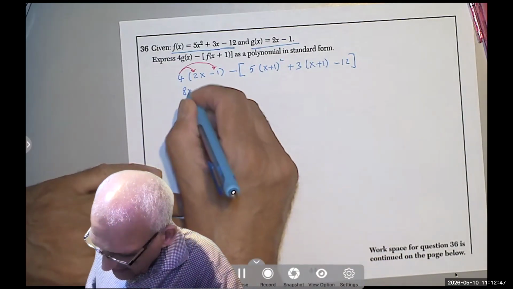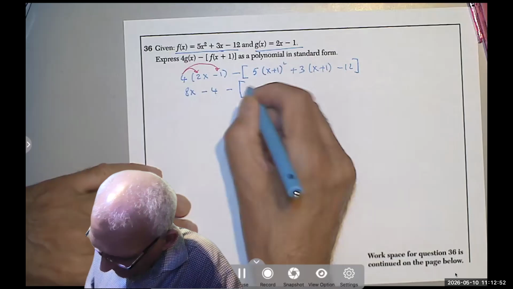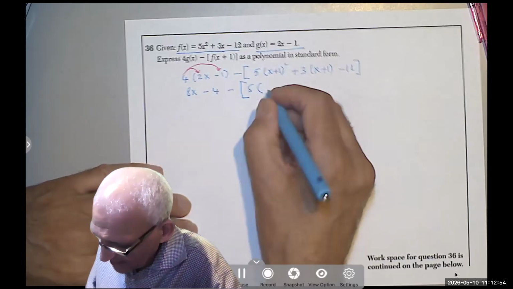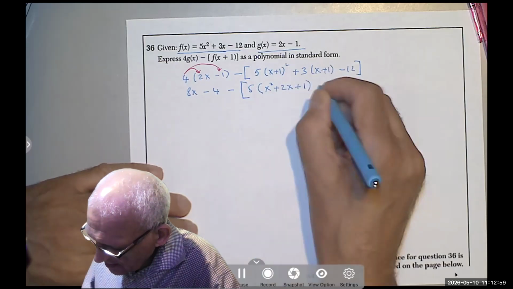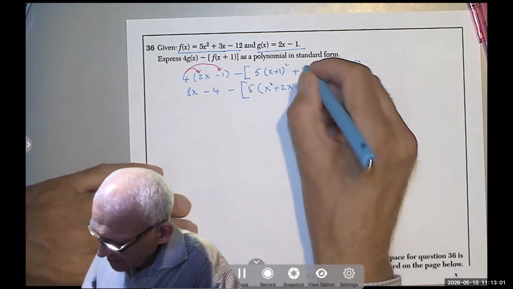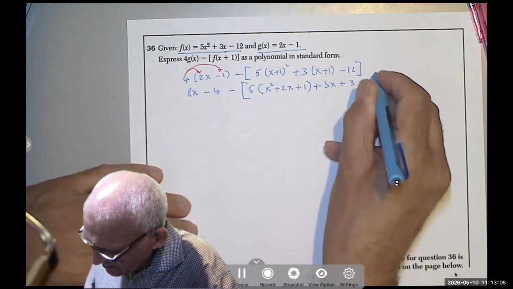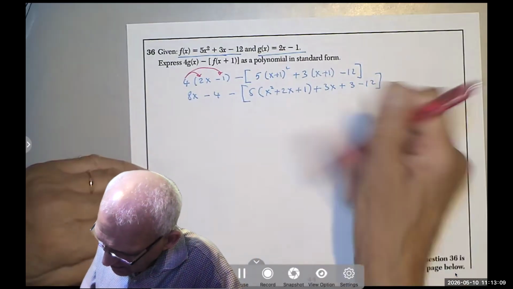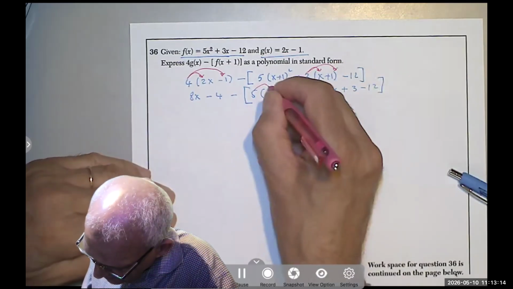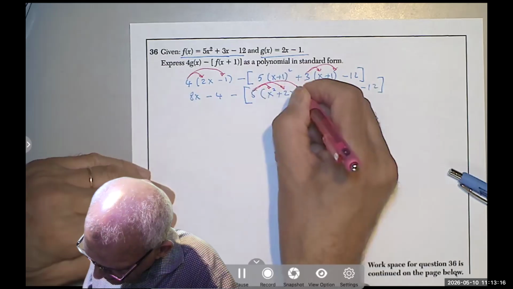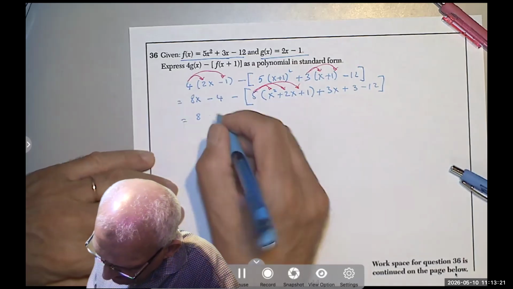So this is 8x minus 4 minus 5 times x plus 1 squared, which is x squared plus twice x times 1 plus 1 squared. And then I can distribute the x, so 3x plus 3 minus 12. I distributed that. Now I have to distribute those. I leave everything else the same.